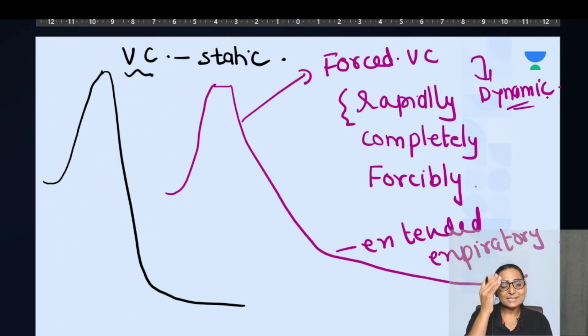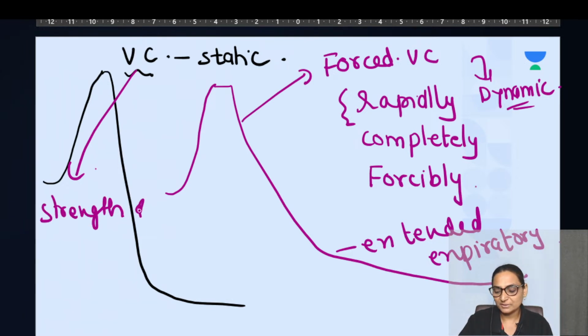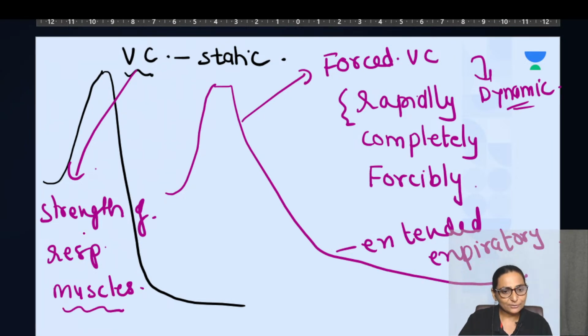So what is a simple vital capacity? It is the volume of air that is taken in with a full inspiratory effort and given out with a full expiratory effort, and the vital capacity gives you an idea of the strength of the respiratory muscles.